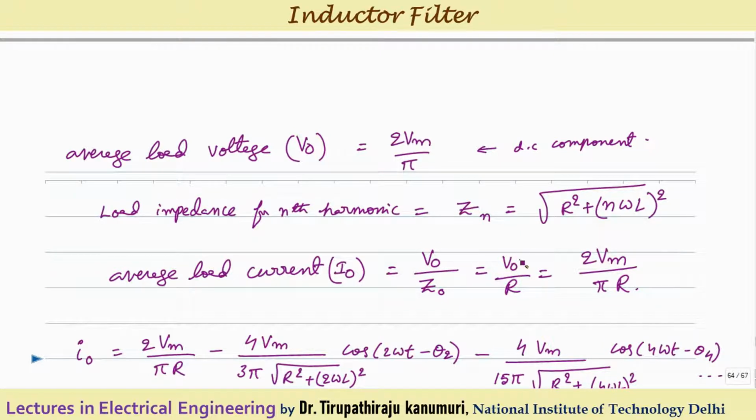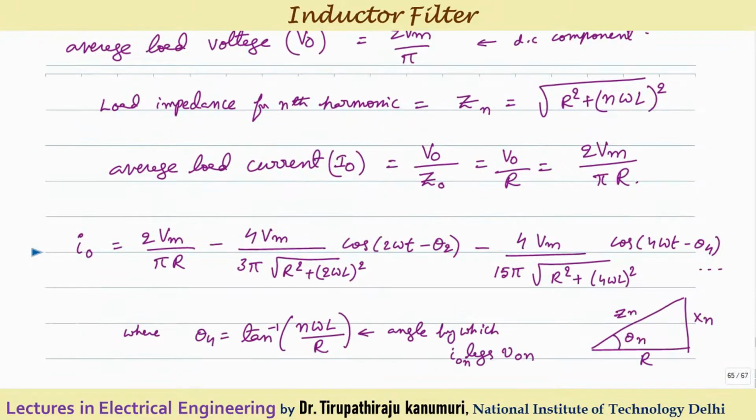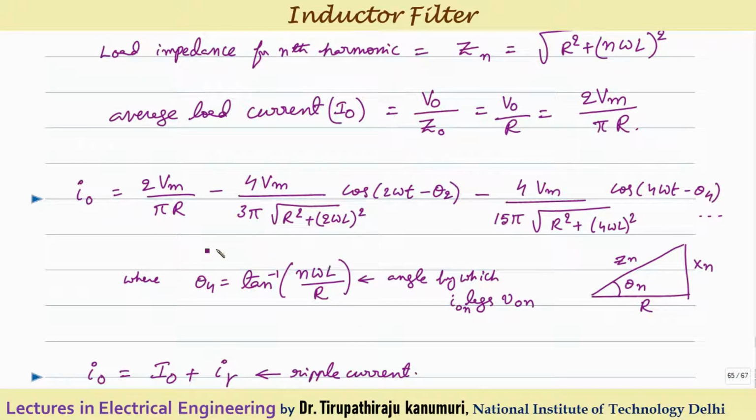It is nothing but V0 divided by R, when n is equal to 0, this becomes R. This is V0 by R, that is 2Vm by pi into R. This is my average load current. Along with this, AC components are there, or we can write a generalized formula for I0 as the AC component divided by impedance. You agree with me? That means V0 divided by impedance.